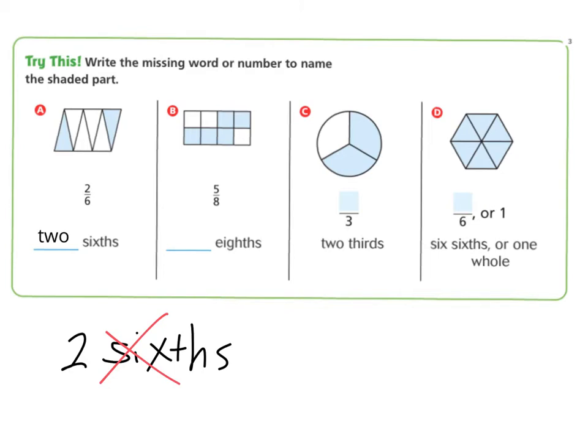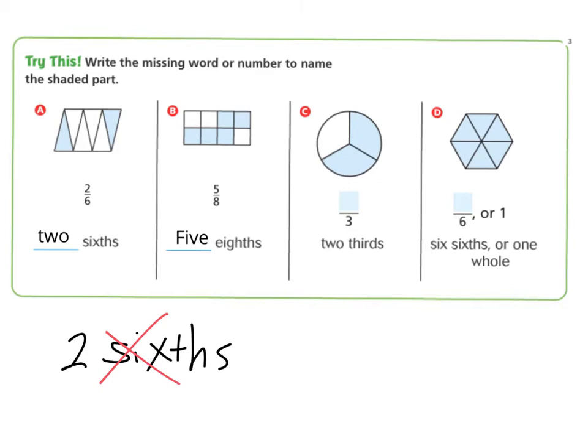Okay, let's continue on to letter B. Letter B, there are 8 equal parts and 5 are shaded. And I can see that in the picture. There's 1, 2, 3, 4, 5 out of all 8 shaded. So my fraction is 5/8.